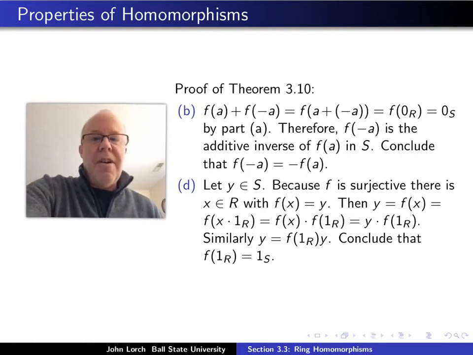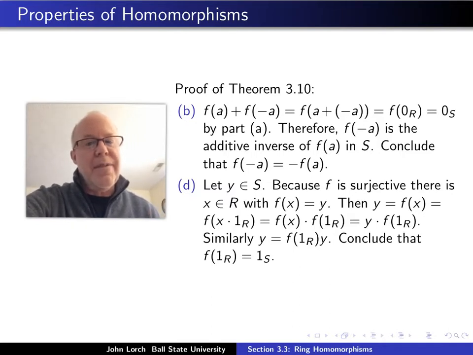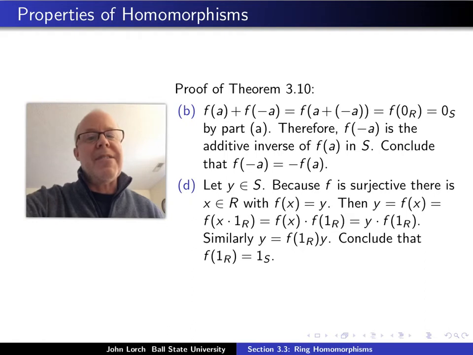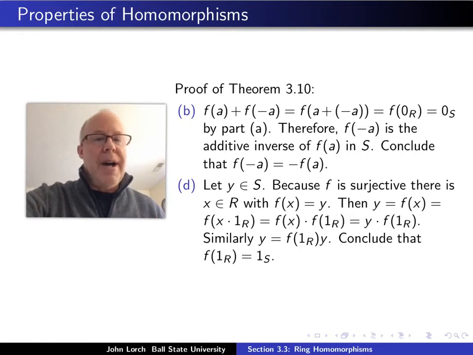So we just start with some element in S, call it y, and because f is surjective, we know that there's some element x back in R where f of x is equal to y. So now we can just set up a chain of equalities. We know that y is f of x, but x is x times 1R. So we get that y is f of x times 1R.